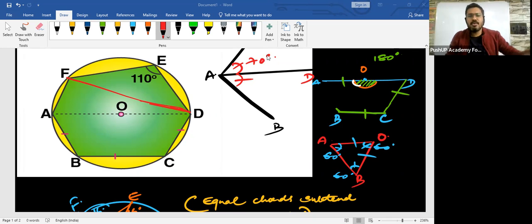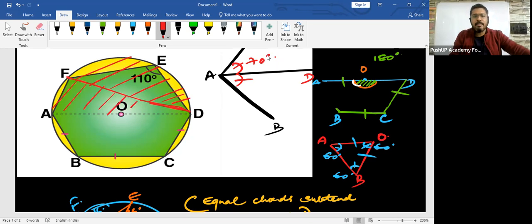They both are happening in two different segments, no? Amal, see this? This is happening where? In the minor segment. And this angle is happening where? In the major segment. Right? So that property does not hold.